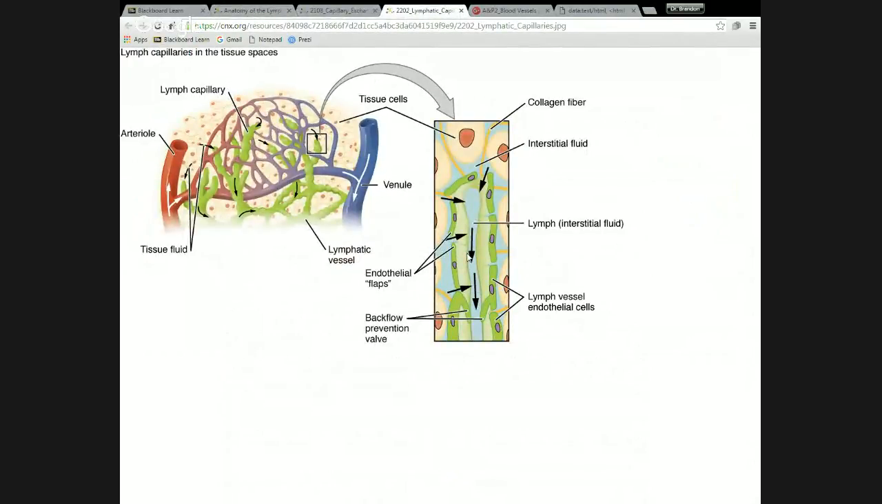So here we have the arteriole and venule with a capillary bed in between them, which we looked at before, but now there are these green things in here which are called lymphatic capillaries. This is another type of vessel. It's not a cardiovascular vessel, it's not a blood vessel. It's part of the lymphatic system, which is the next chapter we'll be getting to.